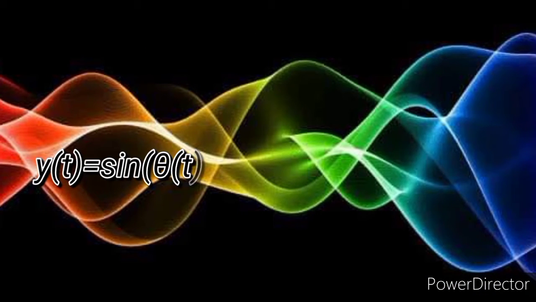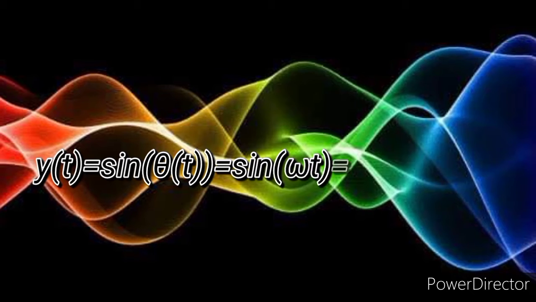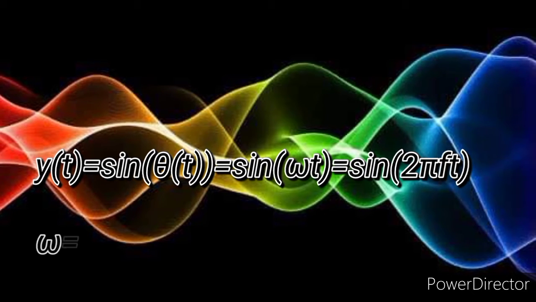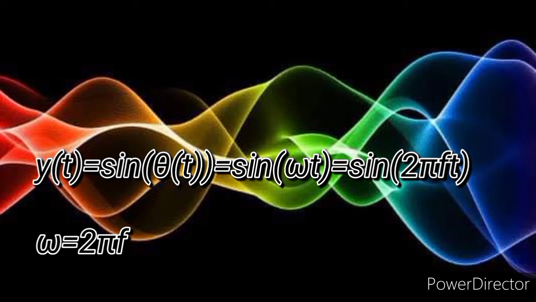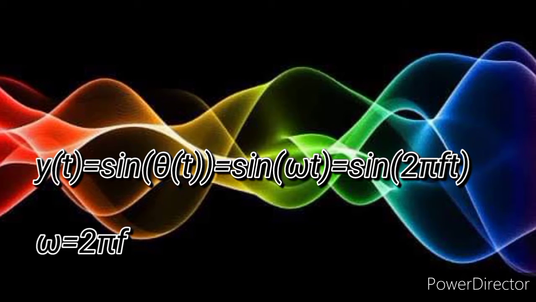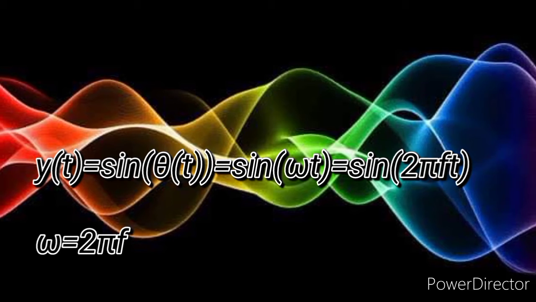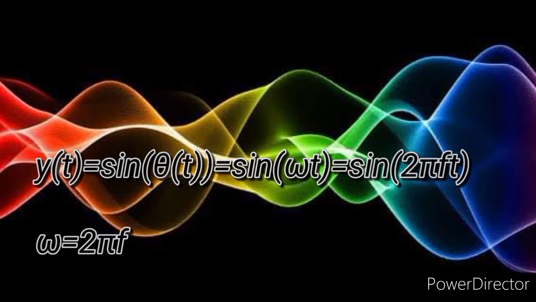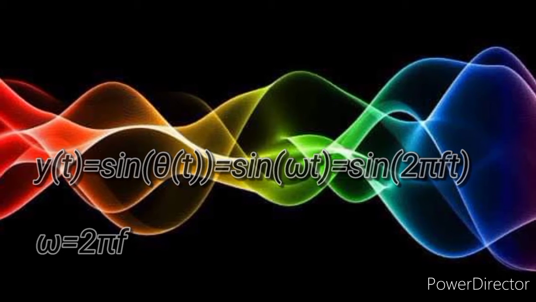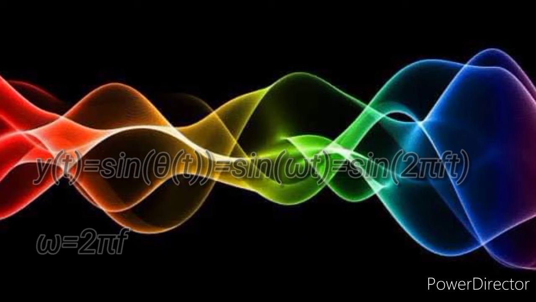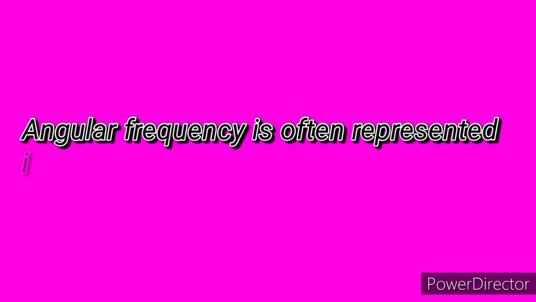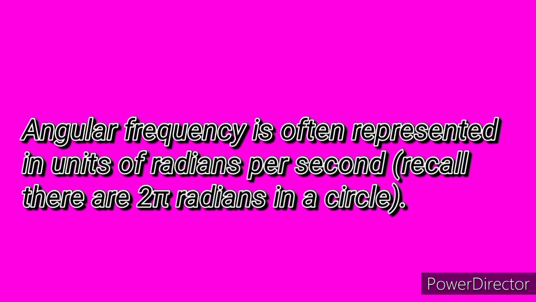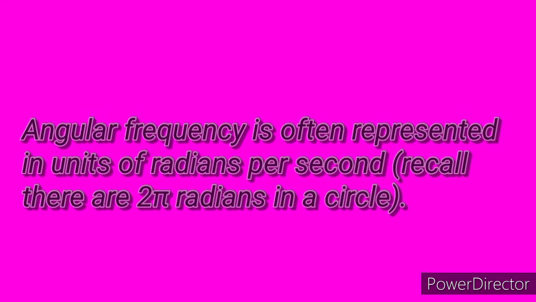y equals sin of angular frequency times time, which equals sin of 2 pi times frequency times time. Angular frequency is equal to 2 pi times frequency. Angular frequency is often represented in units of radians per second. Recall, there are 2 pi radians in a circle.